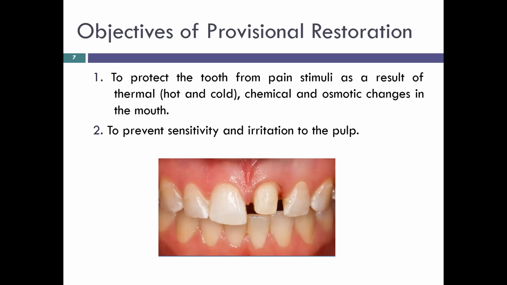Now next, the second point is to prevent sensitivity and irritation to the pulp. If these stimuli, such as hot or cold or chemical stimuli, persist for a long period of time, that may cause damage to the pulp. So it is necessary to provide a temporary crown over the prepared tooth.